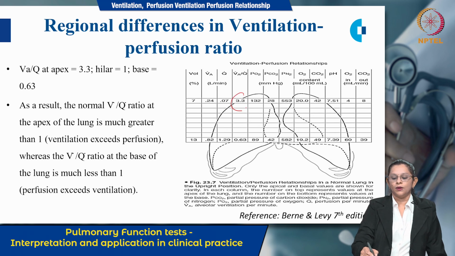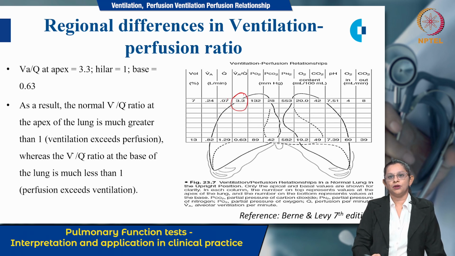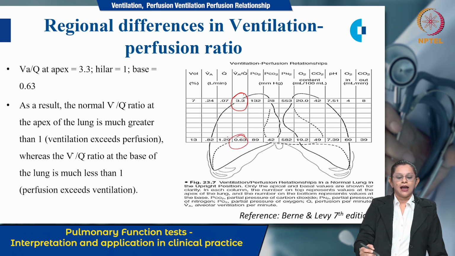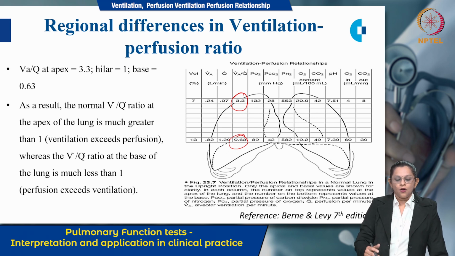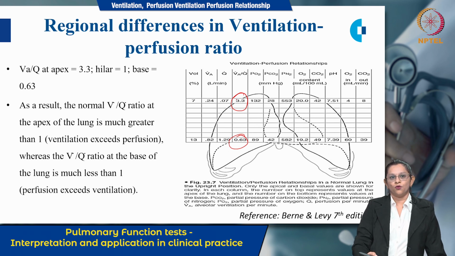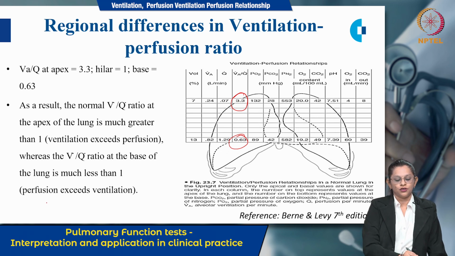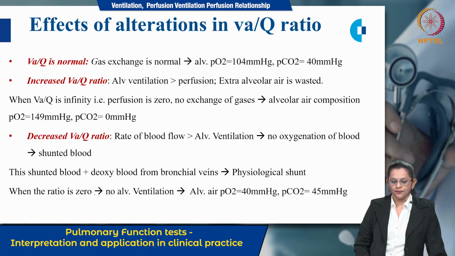We can see that the VA/Q ratio is maximum, 3.3, at the apex of the lung, and it is low, 0.63, at the base of the lung, and it is equal to 1 at the hilar region of the lung. The normal VA/Q ratio at the apex of the lung is greater than 1. Why? Because ventilation is more than perfusion, and it is low at the base of the lung because perfusion exceeds that of ventilation.